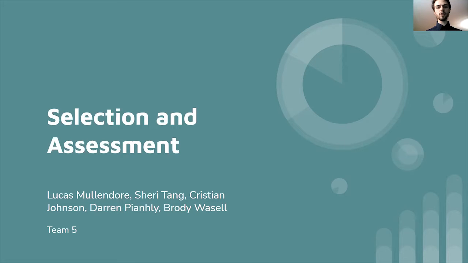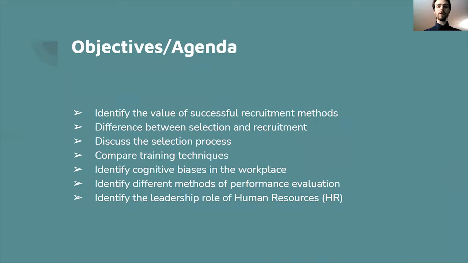Today, we are going to talk about selection and assessment in the workplace, which is just a fancy way of saying hiring and performance evaluation. So in this next 20 minutes, we're going to identify the value of successful recruitment methods, talk about the difference between selection and recruitment, discuss the selection process. We're going to compare different training techniques, and we're going to identify cognitive biases in the workplace, identify different methods of performance evaluation, and then we're going to talk about the leadership role of human resources.